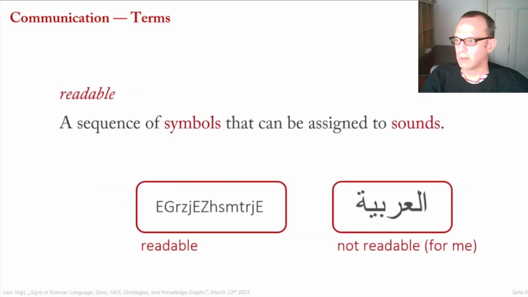So we take a look here first at what it needs so that terms are human readable. I would define something being human readable as a sequence of symbols that can be assigned to sounds. So if you look here, this is something that I'm capable of reading. This not, because I don't know the symbols. I cannot attach any sound to these symbols, so I cannot read this out loud, whatever that means. For others, because these are Arabic characters, others could read them, of course, I can't.